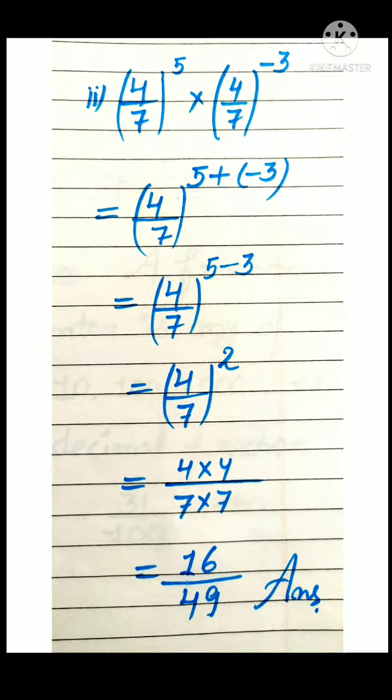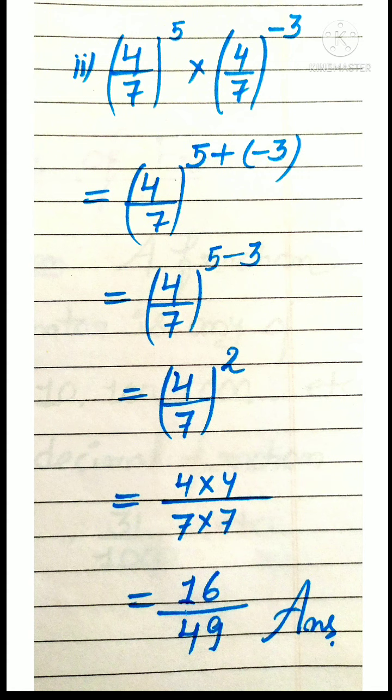Now based on this same rule, here is one more question. In this, as you are seeing, it is 4 upon 7 to the power 5 into 4 upon 7 to the power minus 3. Now as you are seeing here, both the numbers have the same base, but the powers have different signs. Like 5 is positive but 3 is negative. Then how will we solve this?